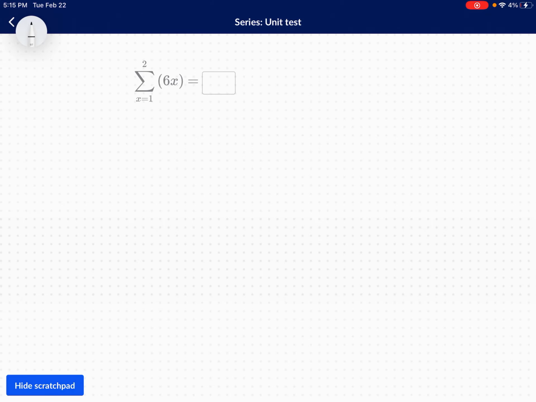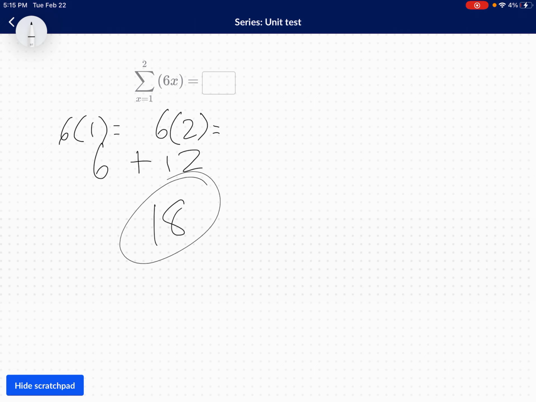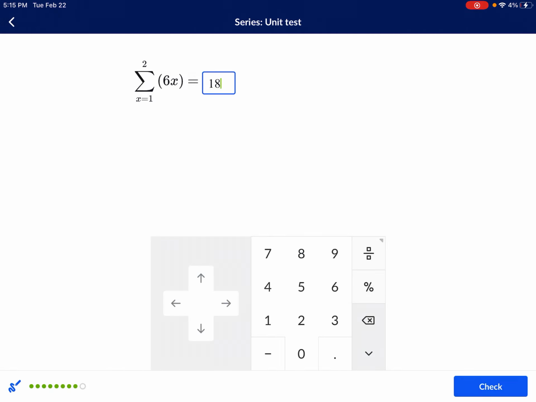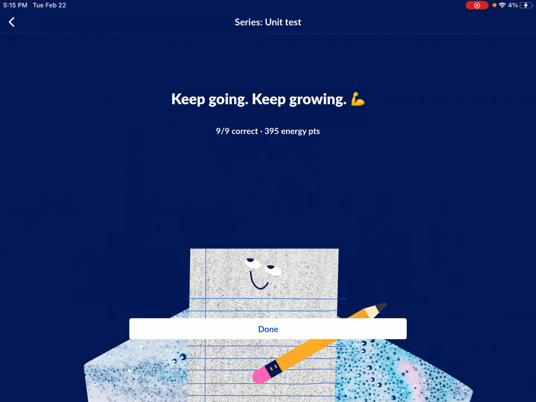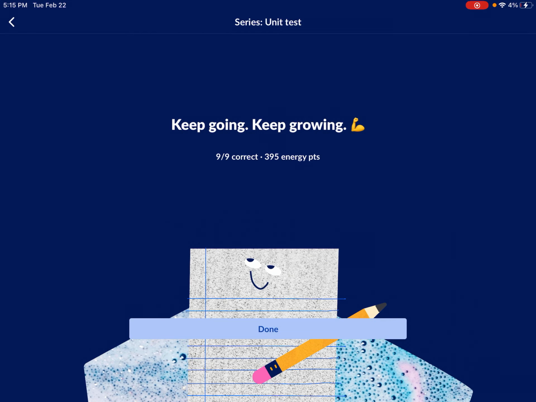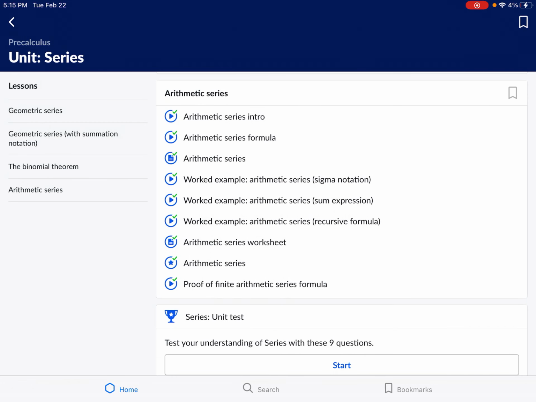Okay, last question. When x equals 1, 6, because 6 times 1 equals 6, and then when x equals 2, 12. Add that together, you get 18. Imagine I get this one wrong. Okay. That's the unit test for series.